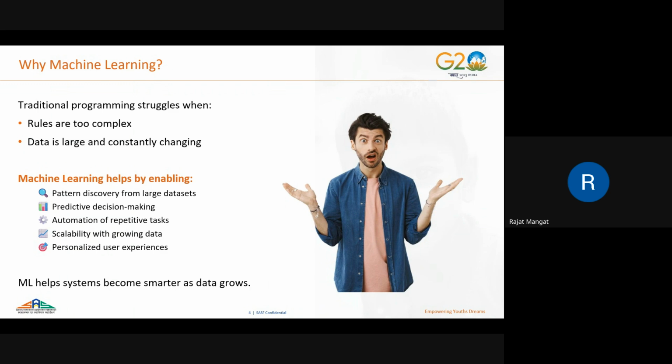You start searching about a product on Amazon and Flipkart, and the more you search, the more ads you will start receiving. That is being done by using machine learning only. So ML helps systems become smarter as the data grows. The more data they receive, the more accurate their predictions and decisions become.